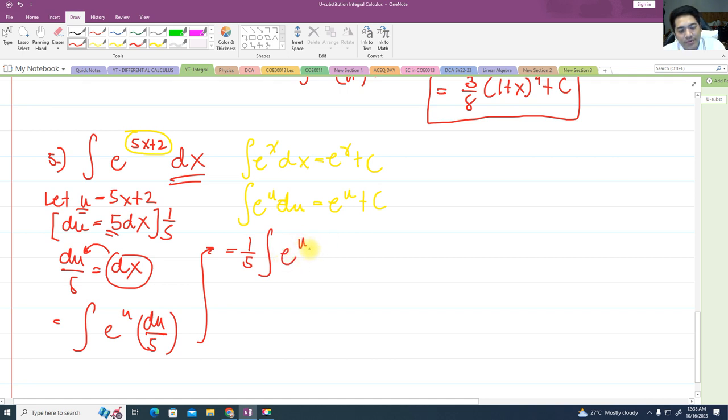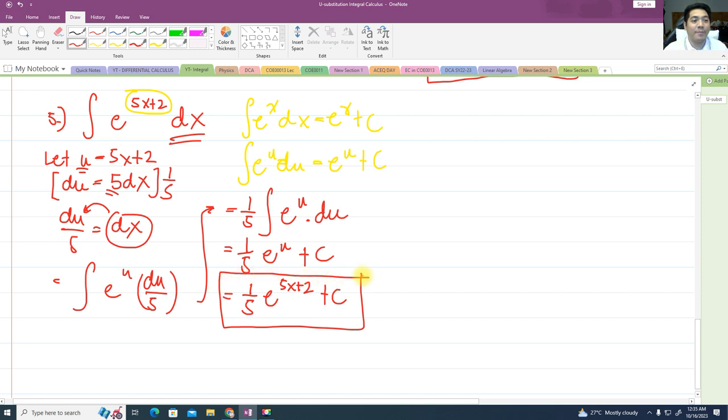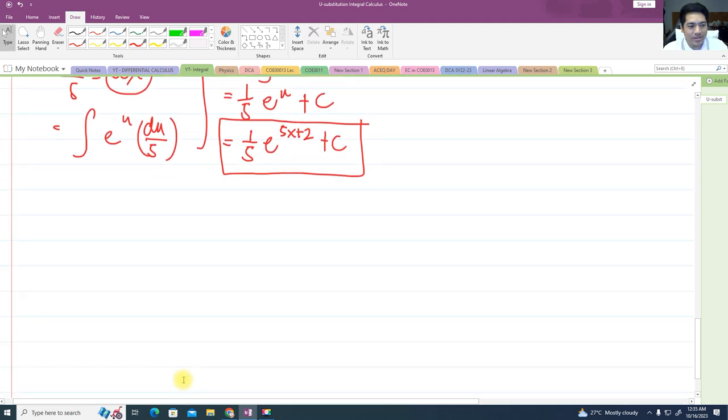And there you go, e raised to u du. And that is a very easy question. That would be 1/5 e raised to u plus c. Okay, but take note, we have to go back to the original variable, which is x. So we have 1/5 e raised to 5x plus 2 plus c. So this will be our answer for this given problem. Right? So another one. Let's finish this.